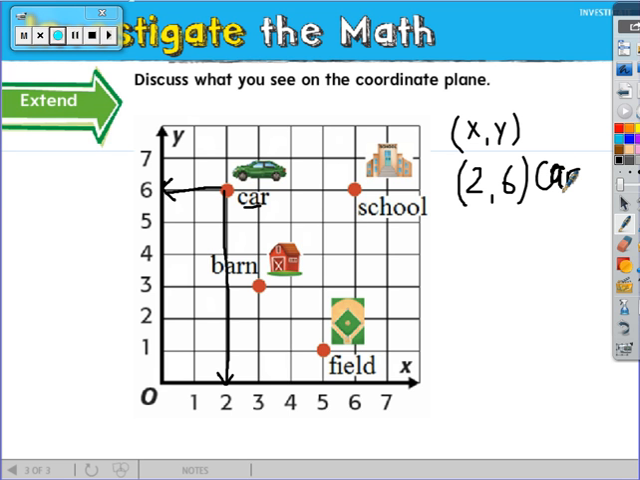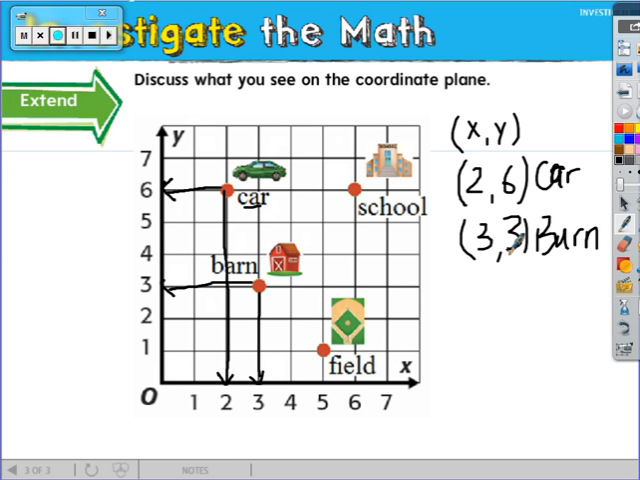Okay? After the car, we can go to the barn. And the barn is located at which point on the x-axis? 3. If I go straight down, you can see that there is a 3 there. Then what point on the y-axis? 3. Because if I go straight to the left, that is where the 3 is. So the barn is at 3, 3.